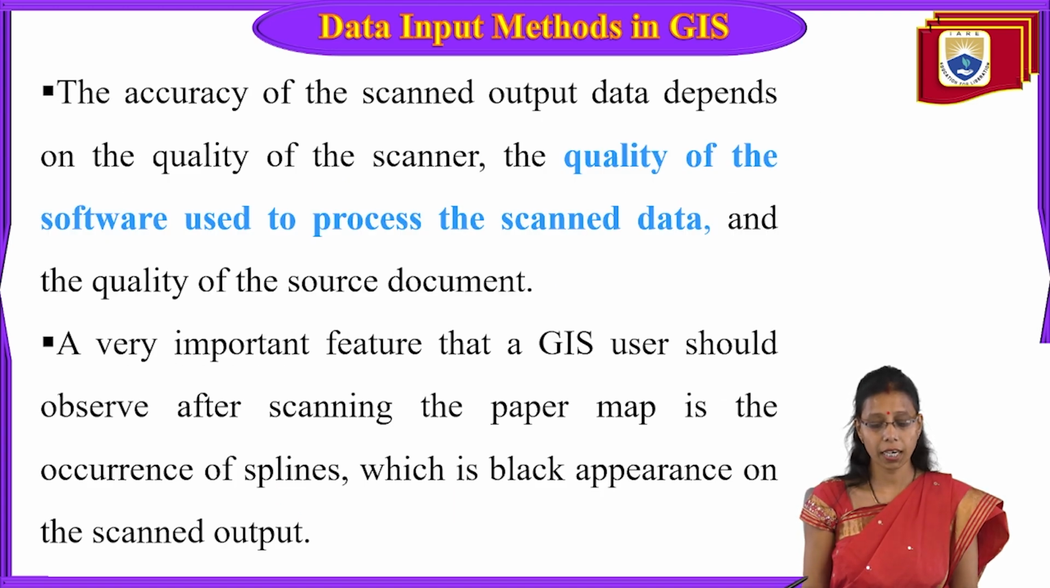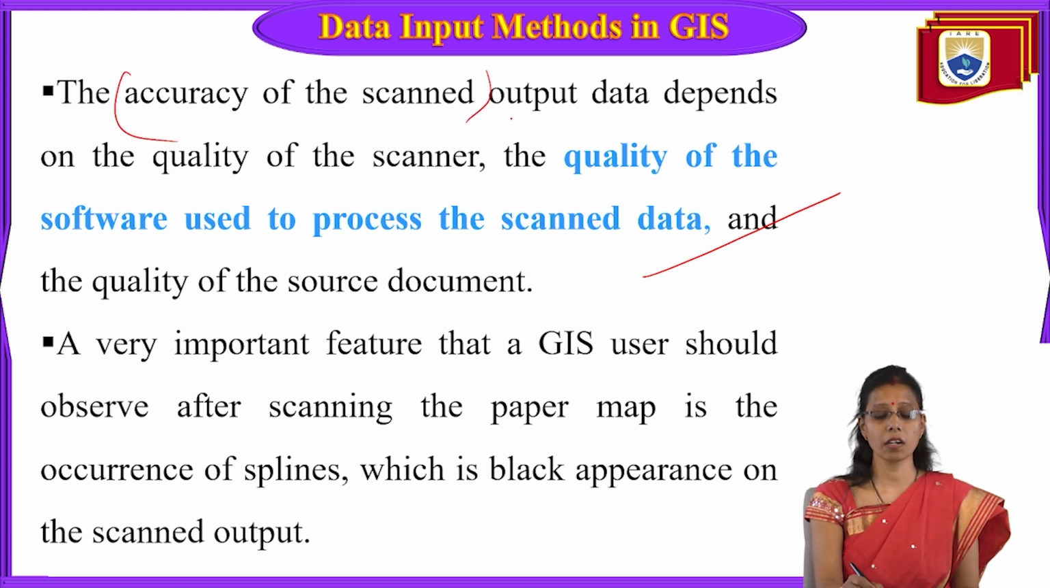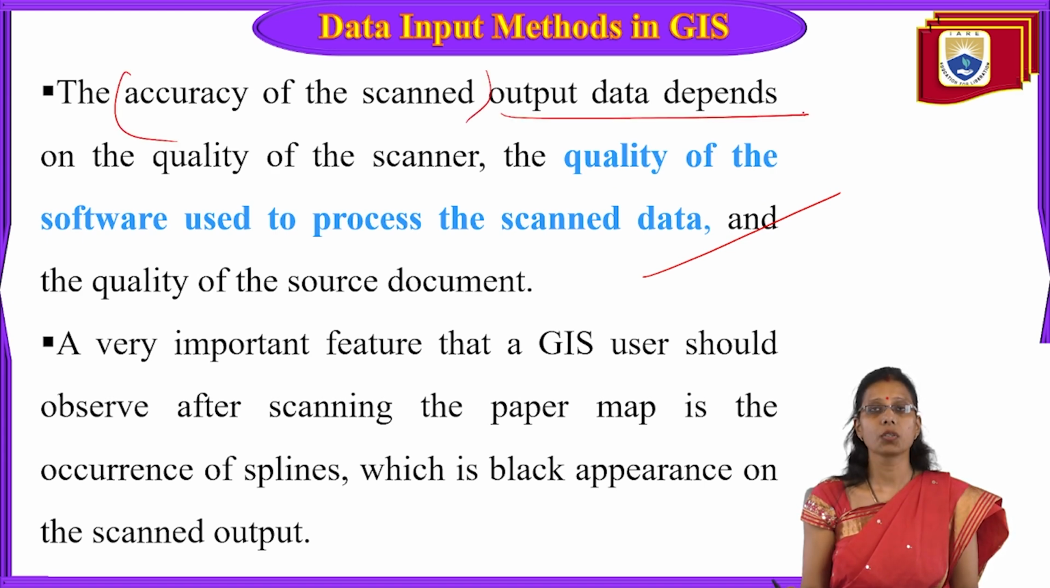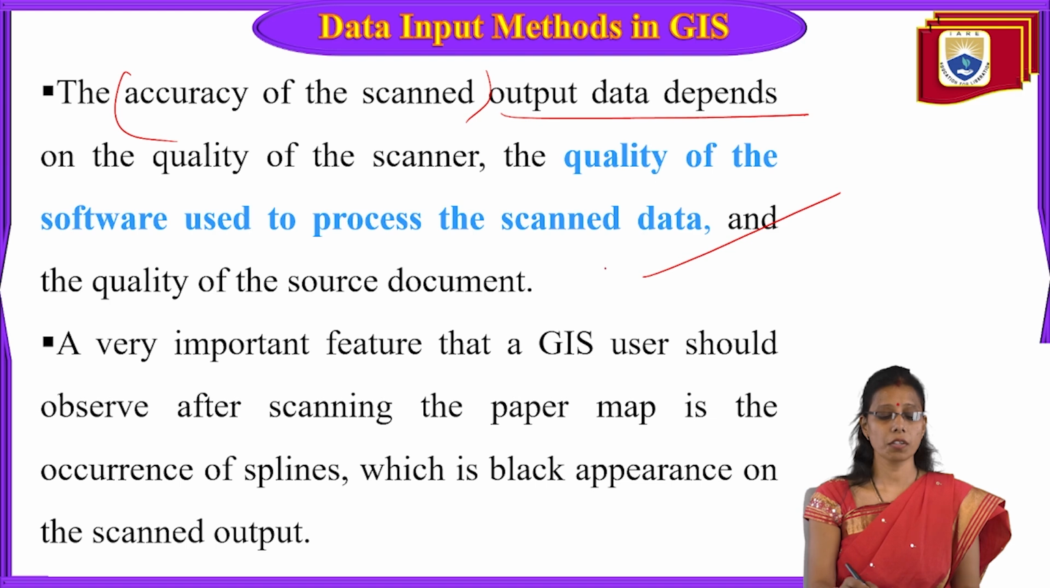So the accuracy of scanned output data depends on the quality of the scanner, the quality of the software used to process the scanned data, and the quality of the source document. If you want accuracy in the scanned output, it depends on the quality of the scanner. If you have a proper higher pixel scanner, then the quality of the scanning will be better. If you have a low quality scanner, the quality of the picture will be very low, the pixel size will be very low, and so on for the quality of software used to process the scan data and the quality of the source document.